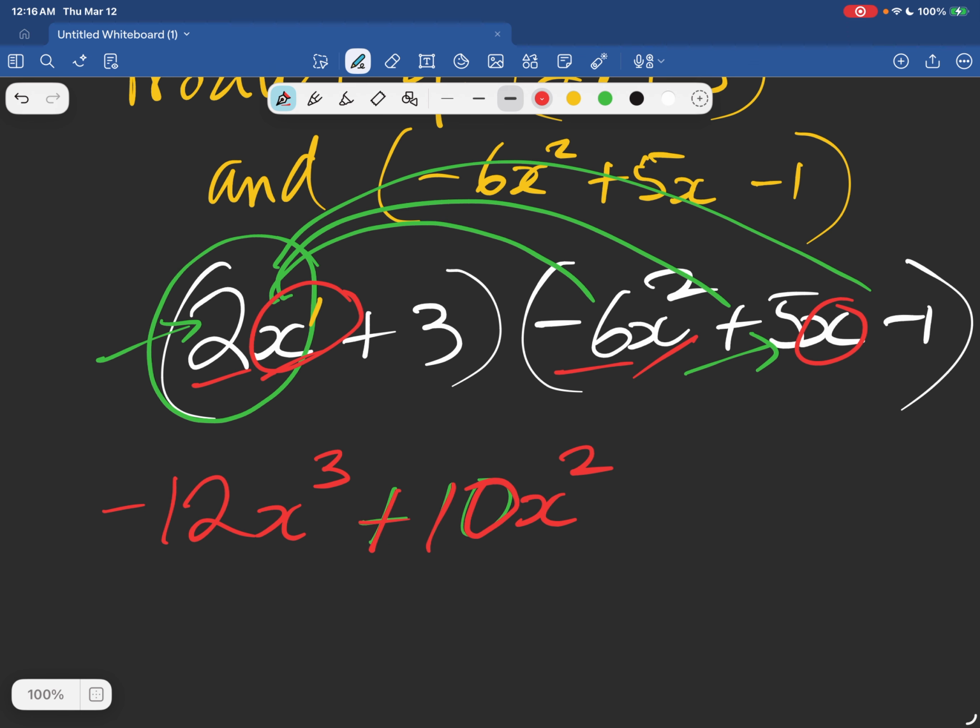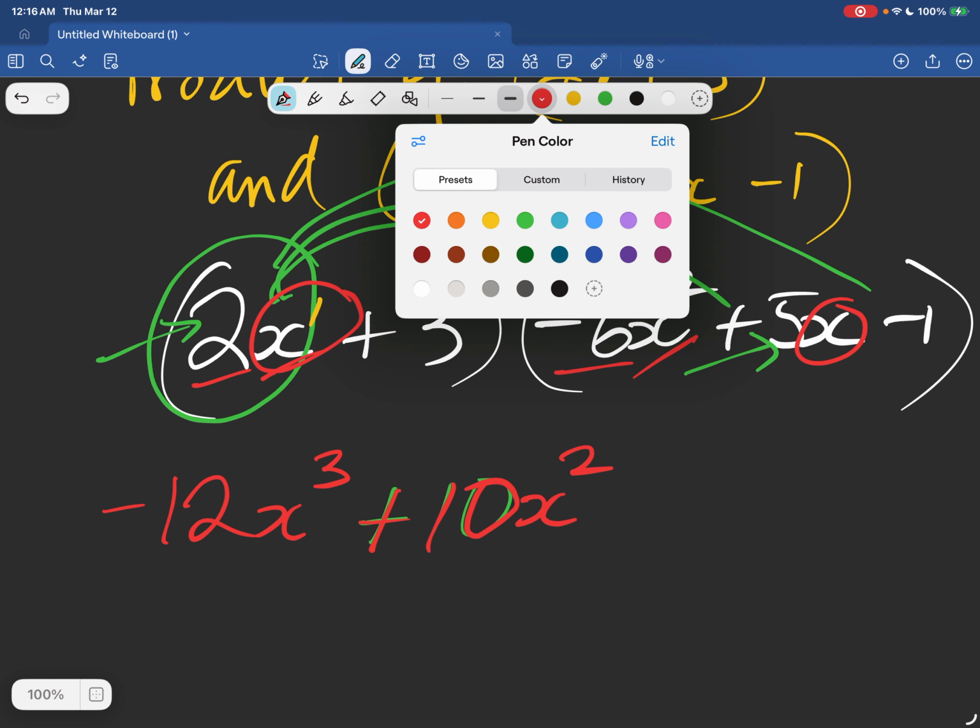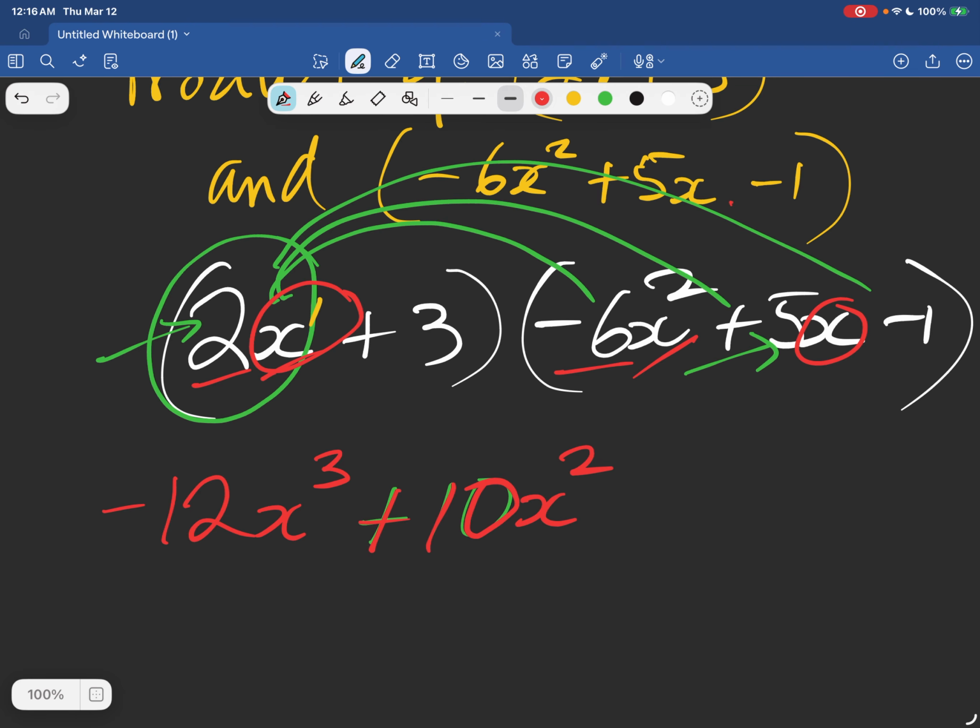Then we do the same thing with 2x and negative 1. See? 2x times negative 1 gives negative 2x. That takes care of the first part of the problem.